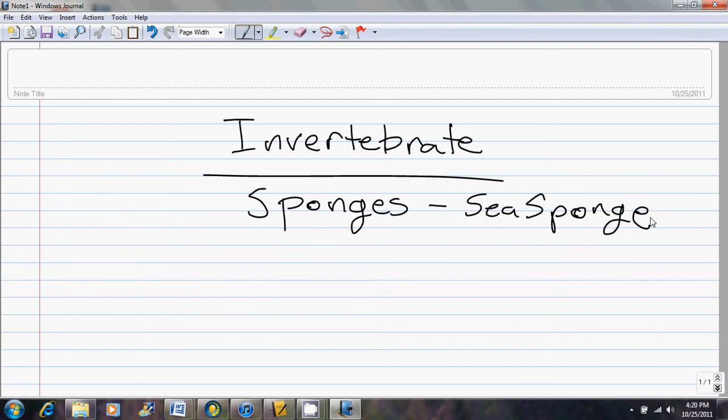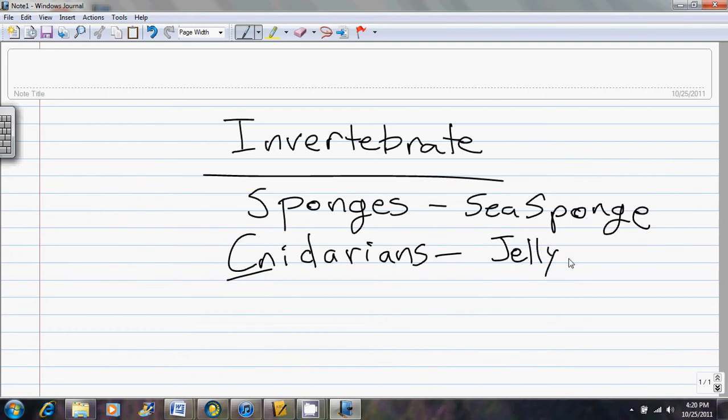Now, the other thing that we talked about, just briefly, and hopefully once the projector comes in, we can see some videos of these, is the cnidarians. And remember, I said that this C is actually silent, and you just pronounce it cnidarians. Now, an example of those would be jellyfish and corals. So just knowing one or two of those would be good for you. Jellyfish and corals. And these are the ones that have the stinging cells.